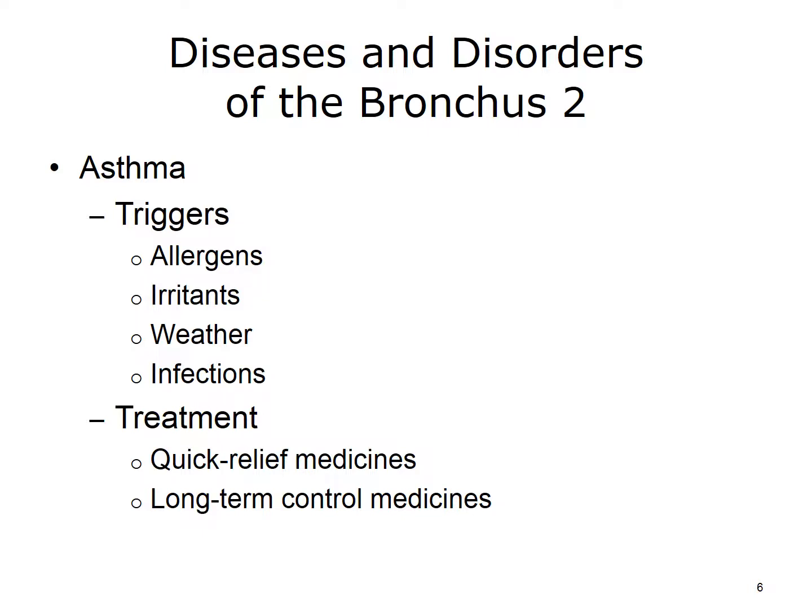Certain things trigger asthma. These include allergens like mold, pollen, and animals. Irritants like cigarette smoke and air pollution can also trigger asthma. Another trigger is the weather. Cold air and changes in the temperature often trigger asthma attacks. Exercise can also trigger asthma. And finally, infections like the flu or the common cold can make asthma worse.